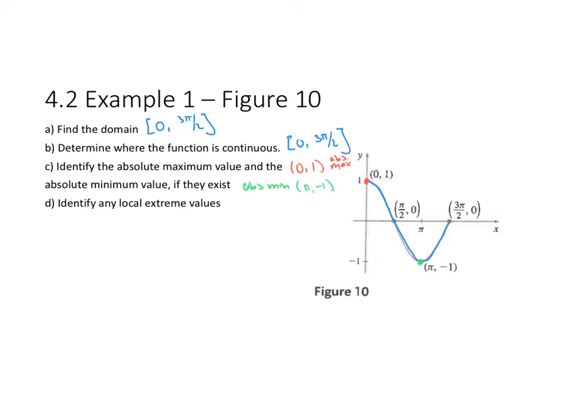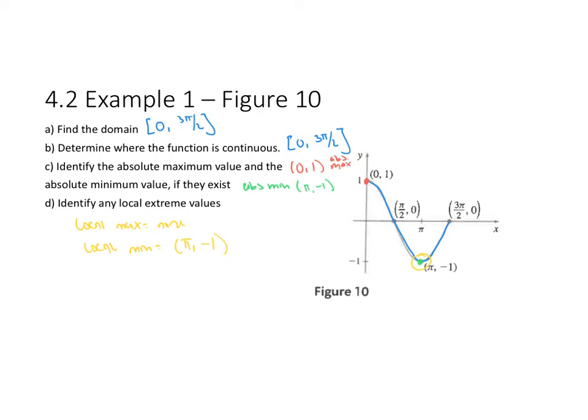And then any other extreme values. So let's see. This is going to be a local min because it's the smallest of all the other values around it. And that's the only extreme value that we have. We don't have any local maxes. But our local min is (pi, negative 1). This is really important to note.